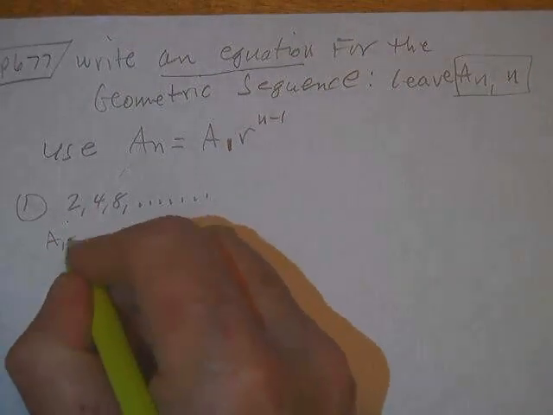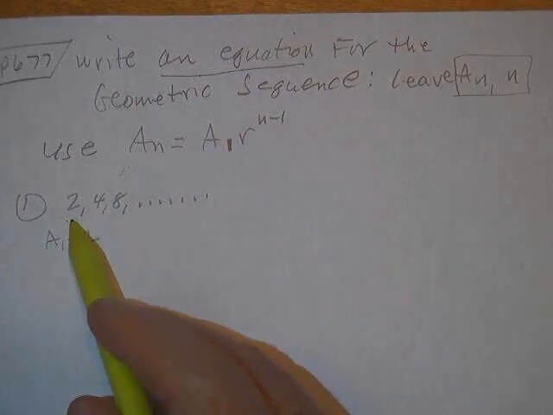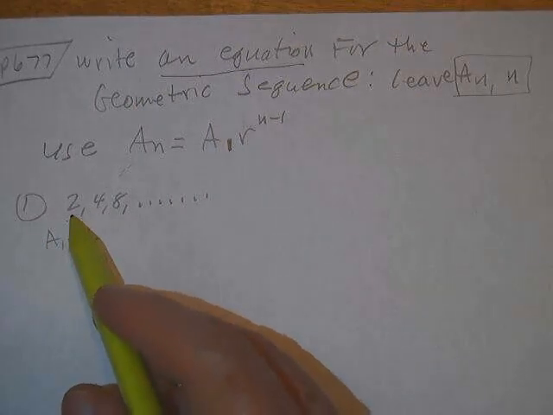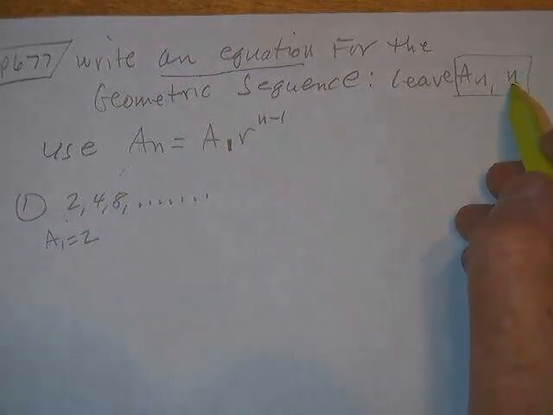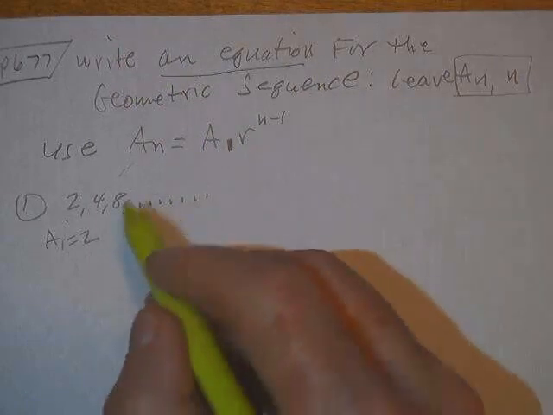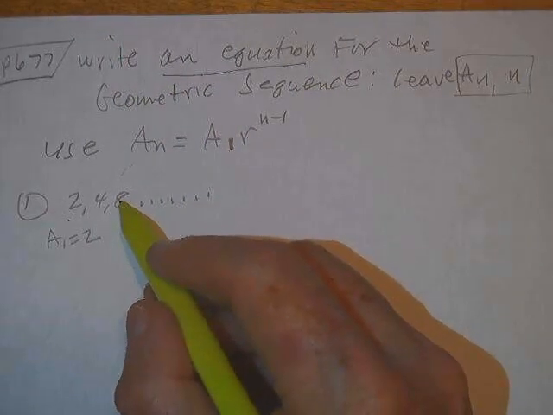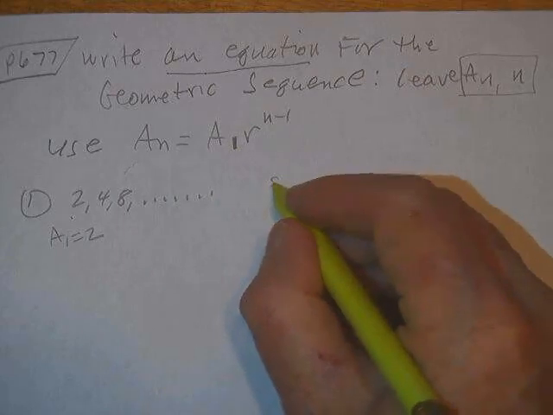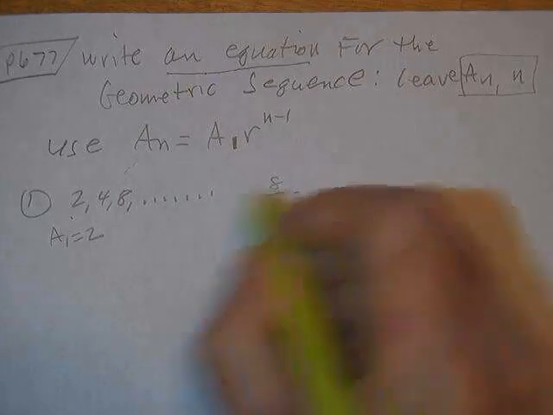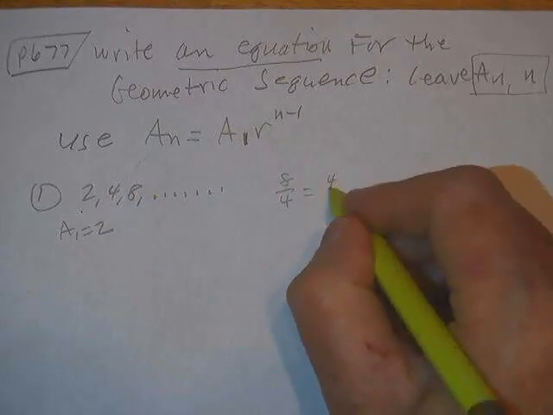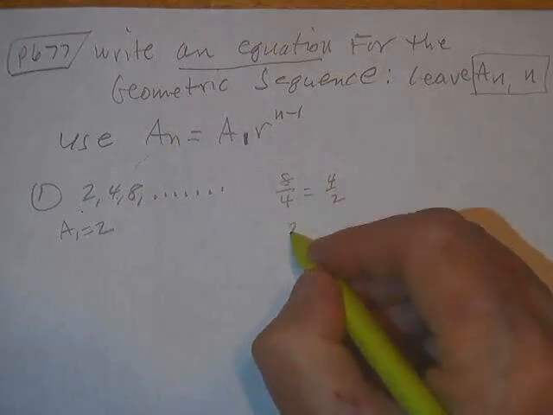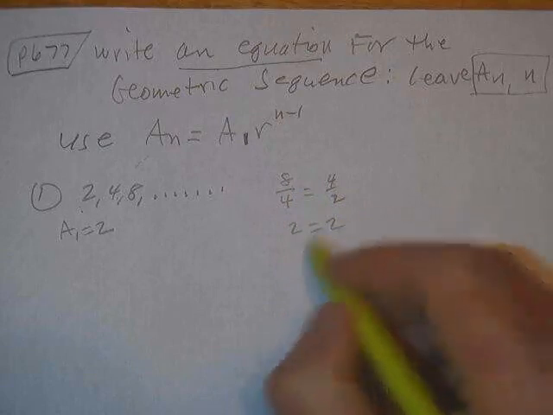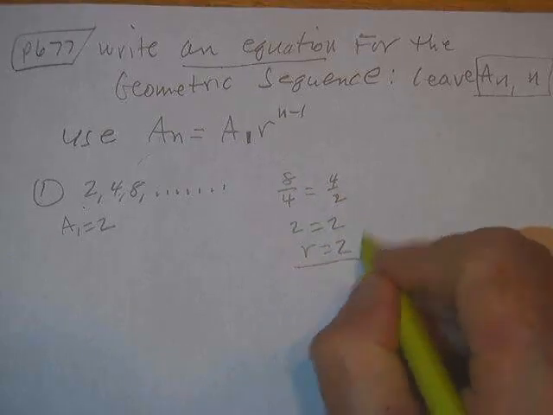So notice right here, the first term was 2. That's not too hard to figure out. How many terms we've got, which is n, but we're going to leave n in the problem anyway. And to find the common ratio, take any term, divide by the one in front of it. 8 divided by 4, that's 2. 4 divided by 2, that's 2. The common ratio is 2.